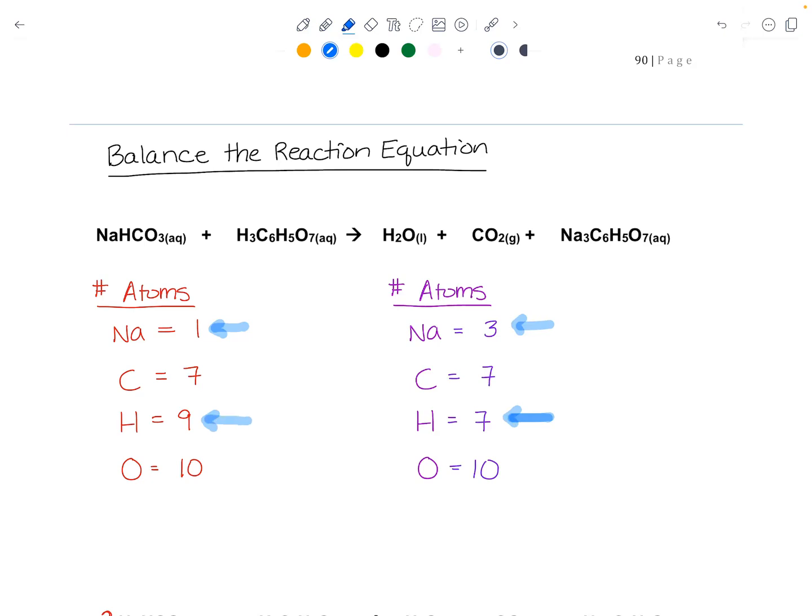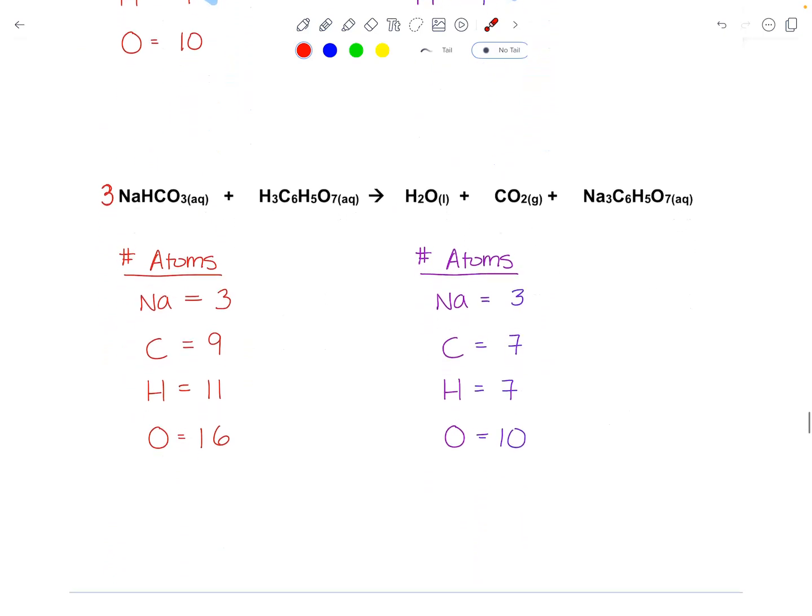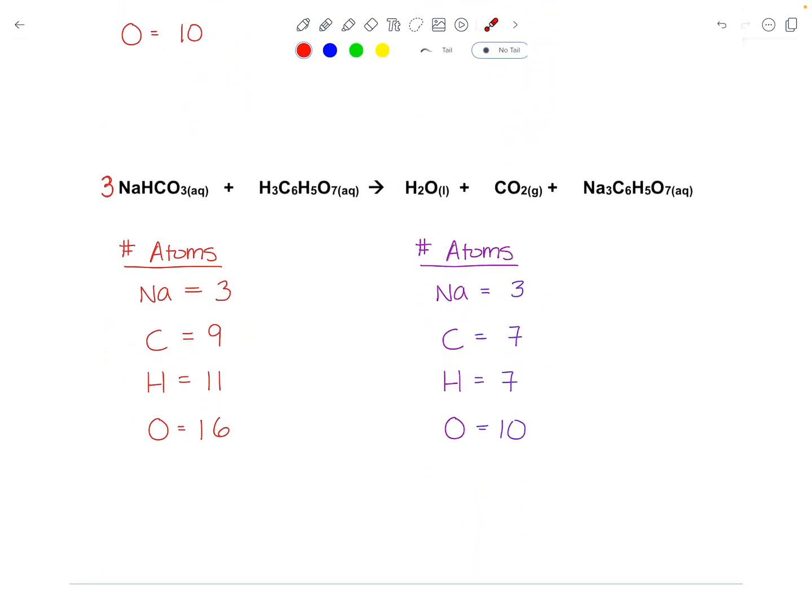The way we begin to deal with this is by putting coefficients, which we call stoichiometric coefficients, in front of the chemical formulas to add more sodium atoms to our reactant side. We have too few sodium atoms on the left, so we're going to start balancing our equation by adding a 3 so that the sodium atoms are in balance. We add that coefficient, and then calculate how many of each atom type we have. Now we have 3 sodium, 9 carbon, 11 hydrogens, and 16 oxygens.